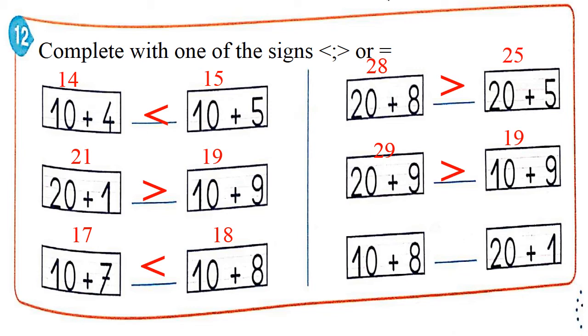We have 10 plus 8, which is 18, and 20 plus 1 is equal to 21. If we want to compare these two numbers, we have first of all to look at the tens digit, which is the left digit. We can see that 21 has two tens while 18 has only one ten, and this is enough to decide that 21 is bigger than 18.